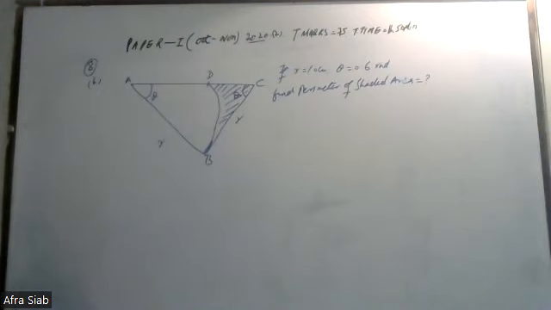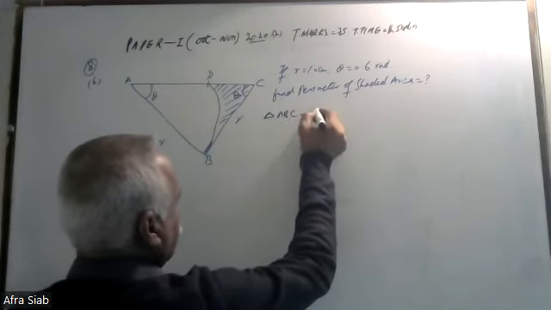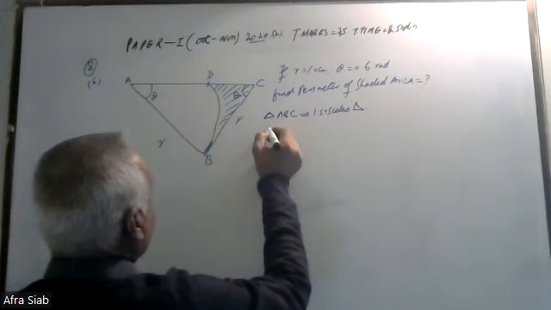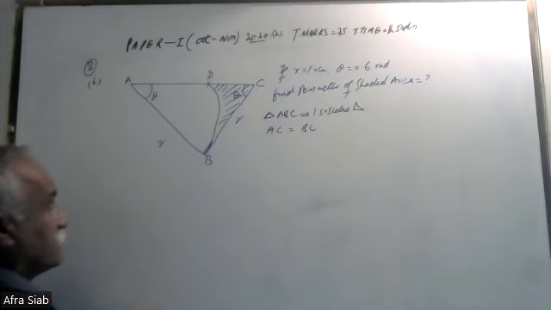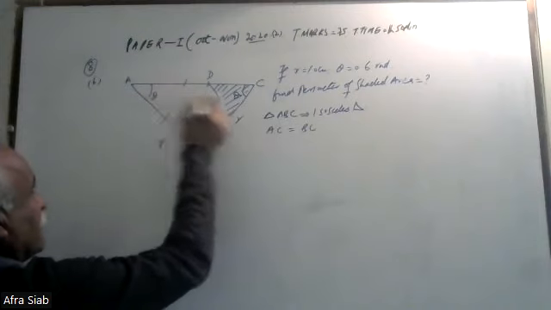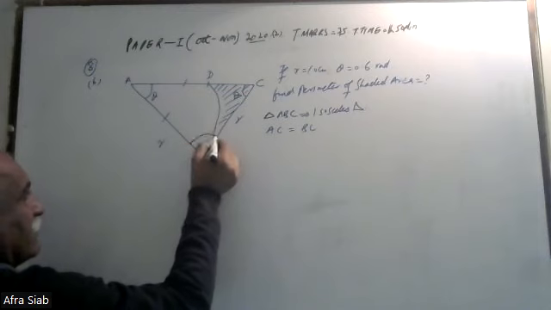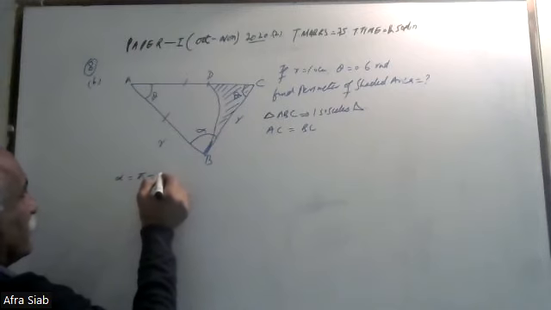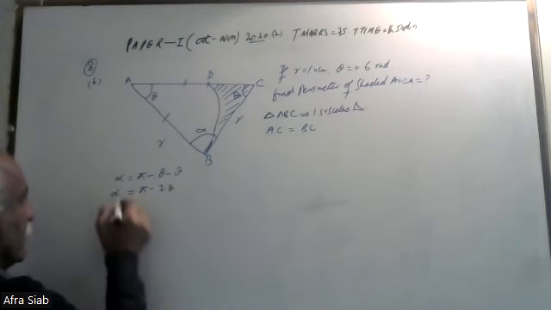ABC is an isosceles triangle where AC is equal to BC. So this length is equal to this length. So if this angle is theta, then this angle is also theta. Now we can calculate this angle. Let's say it is alpha. Then alpha is equal to pi minus 2 theta.